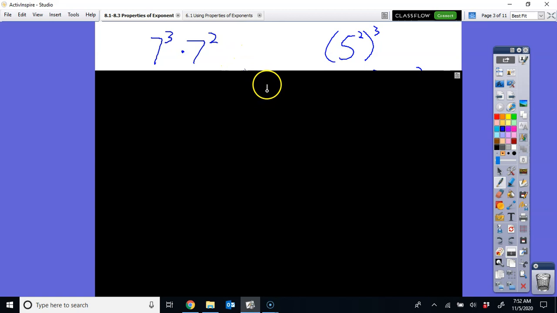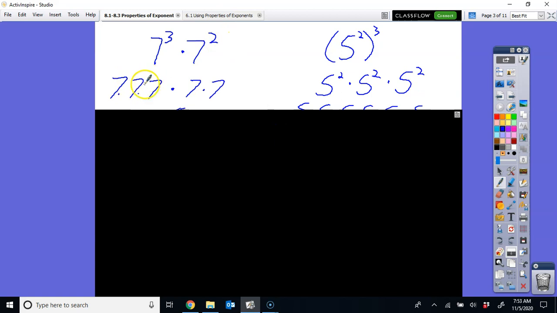So, what we typically do if we don't know what's going on is we try to break these things down. So, for instance, 7 cubed and 7 squared is 7 times 7 times 7 and 7 times 7. That's what the definition of an exponent really is. It tells us to multiply something times itself that many times. So, 7 cubed would be 7 times 7 times 7. 7 squared would be 7 times 7.